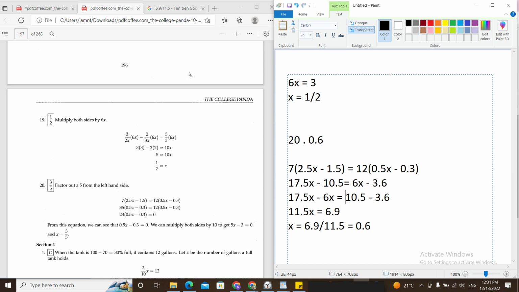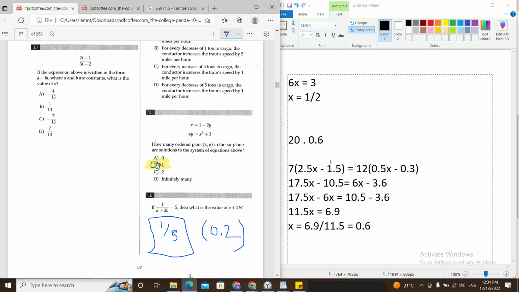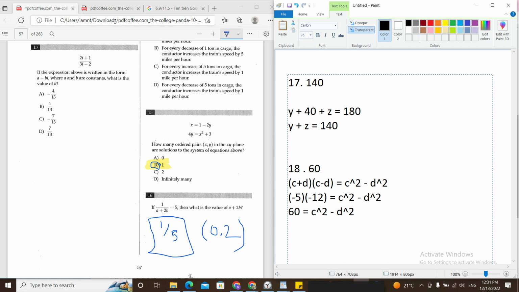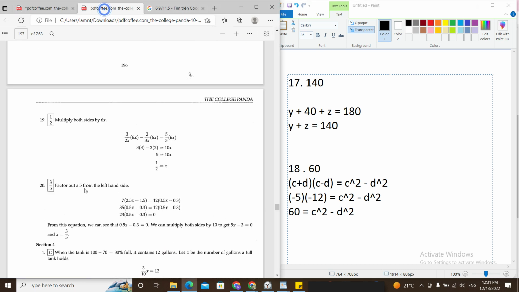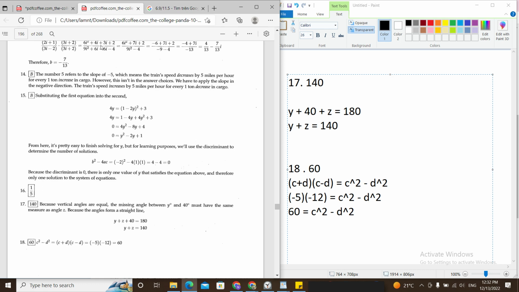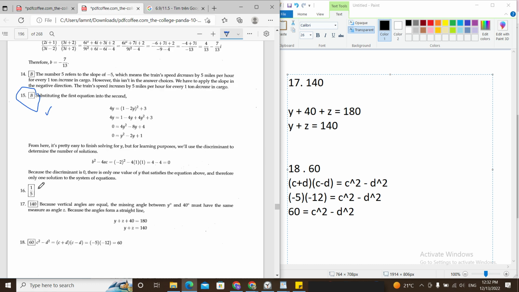Let's check the order. I have also done number 15. Number 15 is 1, right? Number 15 is 1, and 16 is 0.2. 15 is 1, it's B, right? So 15 is B, that's correct. And 16 is 1.5 or 0.2, so that's correct as well.